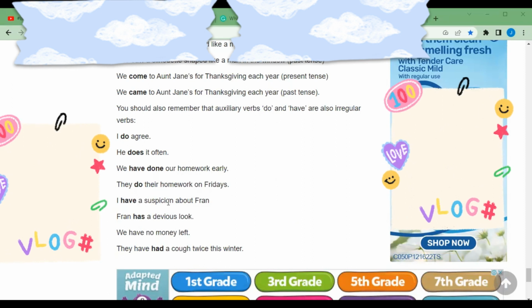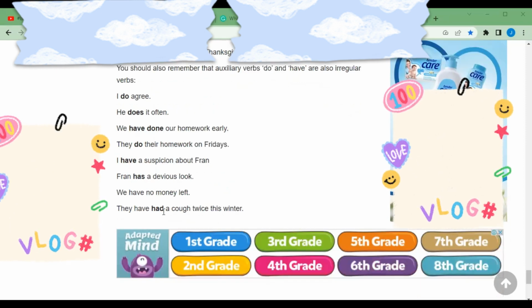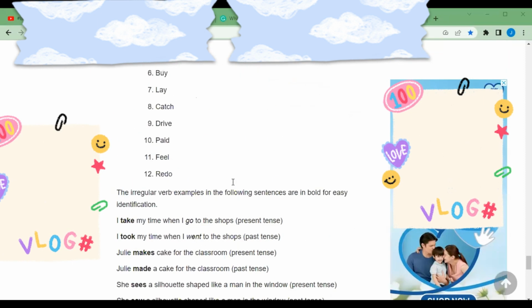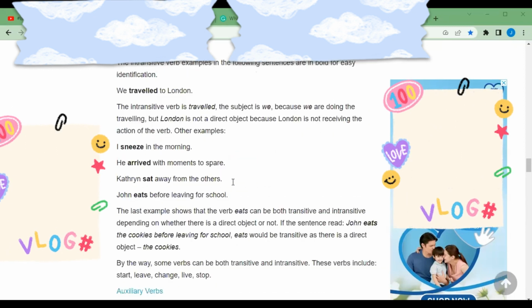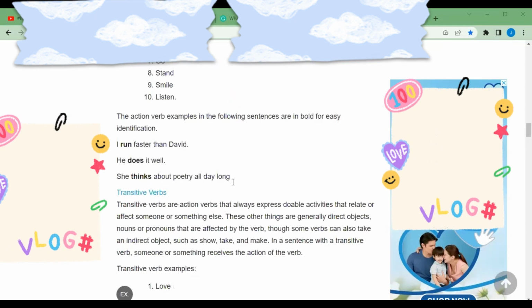I have a suspicion about Fran. Fran has a diffuse look. We have no money left. They have had a cough twice this winter. Okay, now let's review what those types of verbs are.